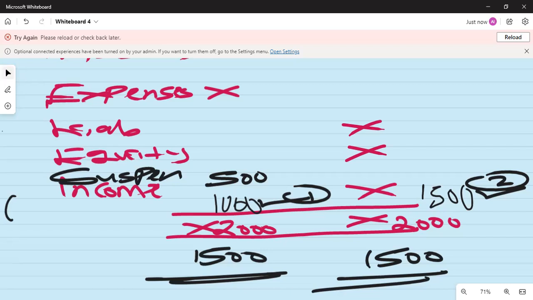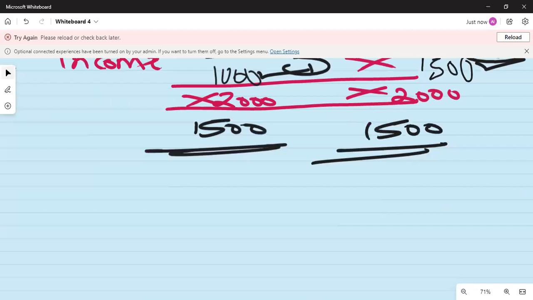Now, exam requirement. In the exam, there are two things the examiner can give. Is it that the examiner will give you the difference?